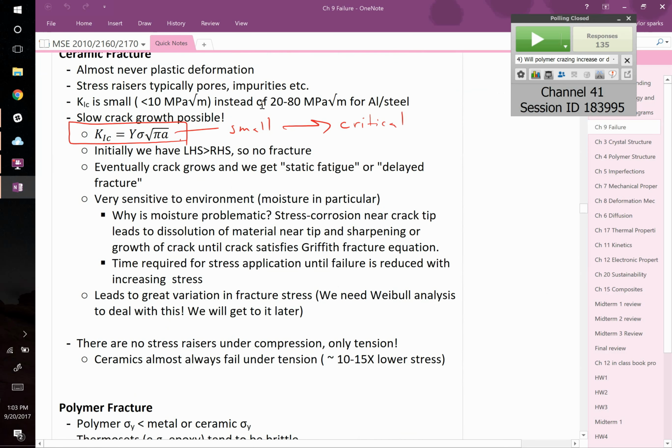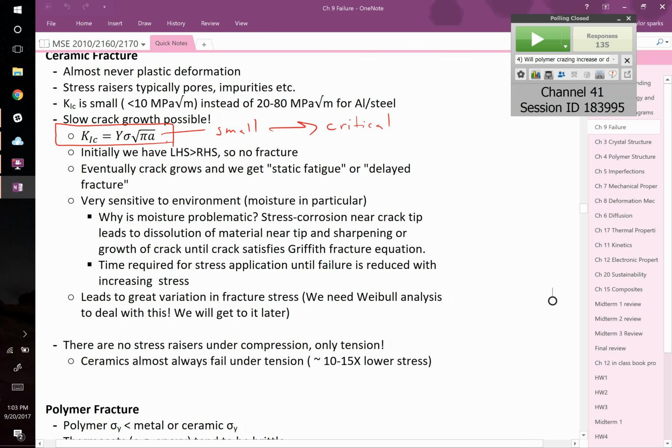Okay, so if that thing grows, it can grow large enough that you will actually fail, right? So we need to determine what will make it grow. One thing that can make it grow is when you're not even cycling your stress, it can still fail. This is called static fatigue, meaning you apply a load to it, and that load causes it to fail, even though that load is static.